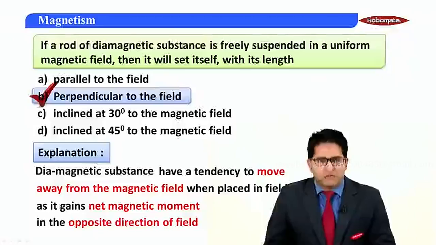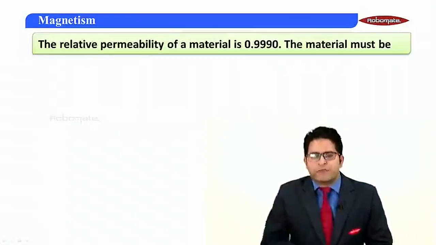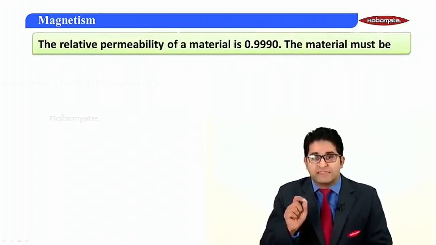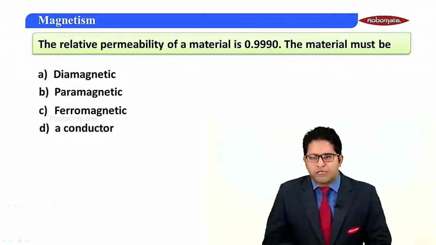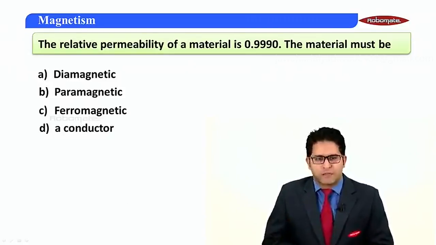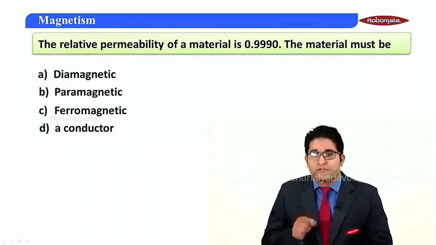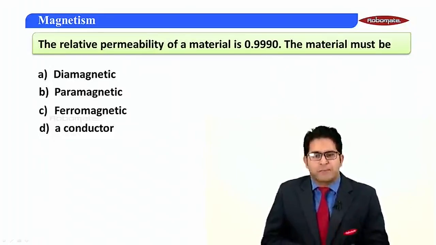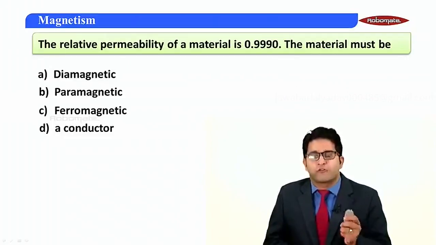Now let us start with the third MCQ of this module. It says the relative permeability of a material is 0.9990 and the material must be: option A, diamagnetic, option B, paramagnetic, option C, ferromagnetic, and last option is conductor. Now students, you need to know about the relative permeability of different materials for this question. You need to know the relative permeability of diamagnetic material, paramagnetic material, and also of a ferromagnetic material.